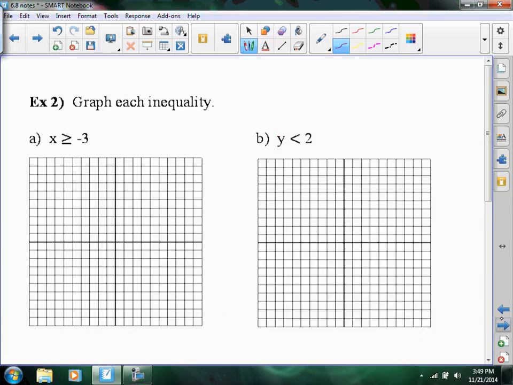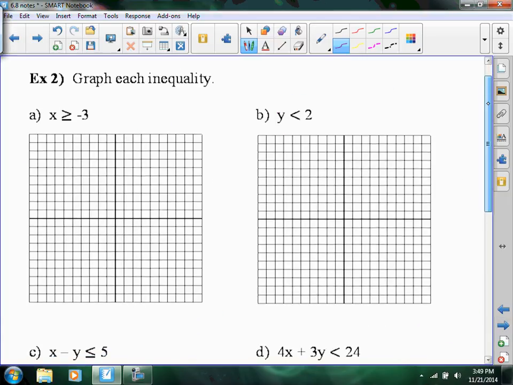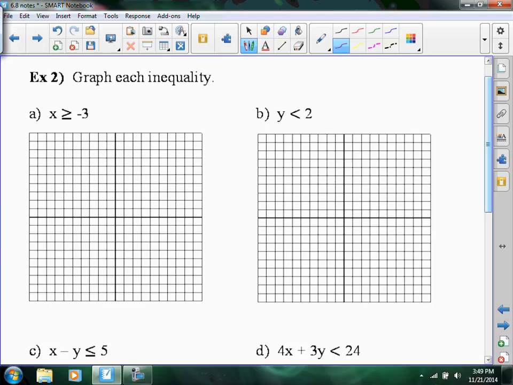All right, so let's take a look at some graphs now. And we may need to use that concept of figuring out where to shade by using a test point, like we just did in example 1. So for example 2, it says to graph the inequality, and A and B are meant to be nice. They're horizontal and vertical lines.